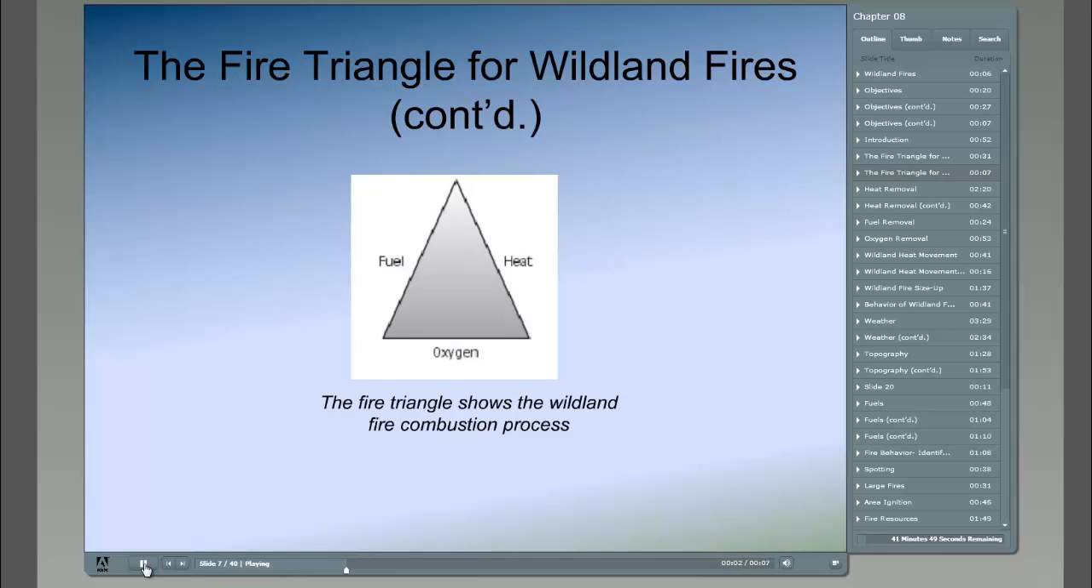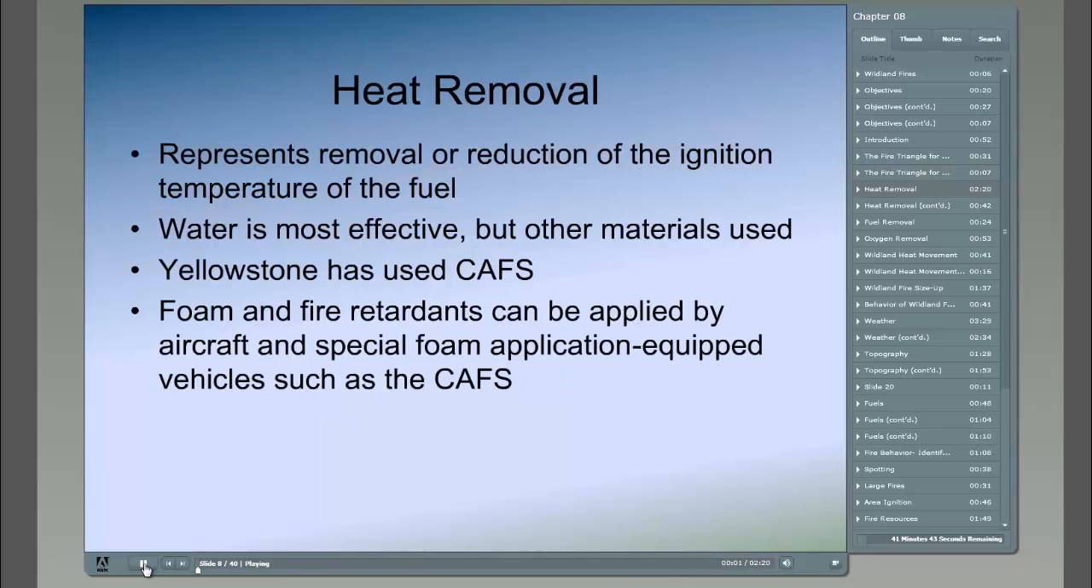The fire triangle shows the wildland fire combustion process: fuel, heat, and oxygen. One side of the fire triangle is the heat side that represents its removal or reduction of the ignition temperature of the fuel. Once the fuel is cooled below the temperature at which it gives off vapors, combustion will no longer take place. In other words, the fire is extinguished.